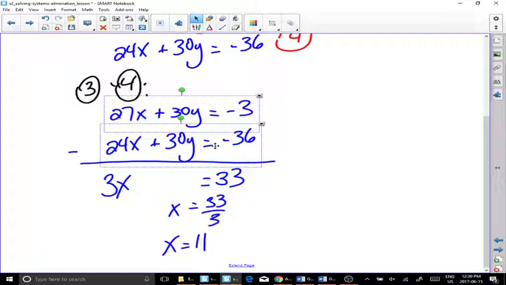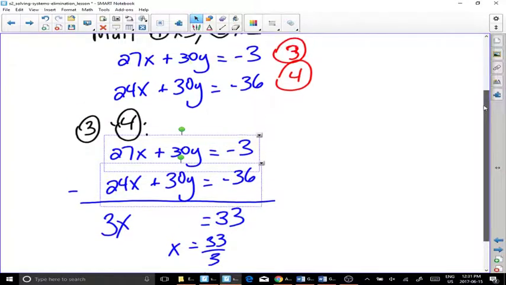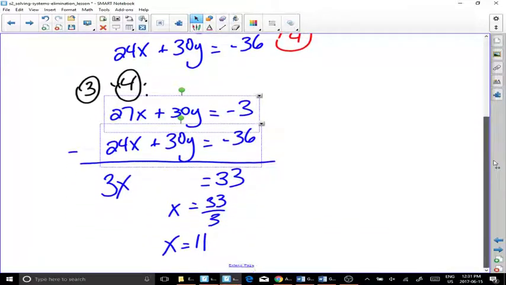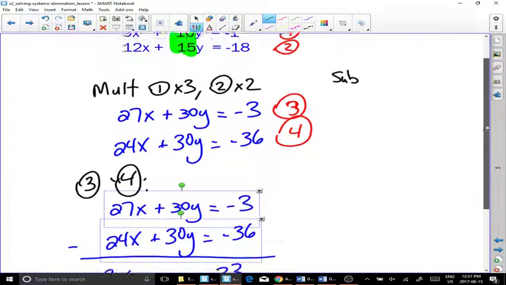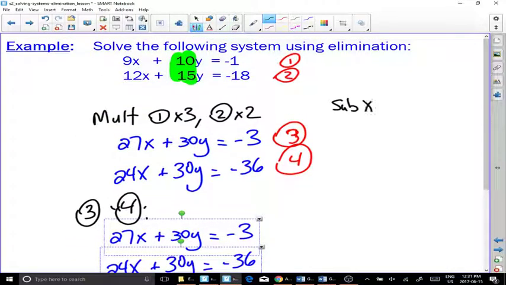Okay? So what are we going to do? We're going to plug x equals 11 into one of those original equations. Last time we picked 1. Hey, this time we'll pick 2. So sub x equals 11 into 2. And why we're doing that is we're looking for y now.